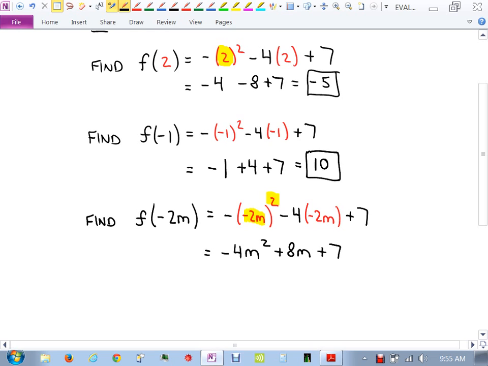Now you can't do anything to this, okay? Like all the other answers, negative 5, 10, you had a number because we plugged in a number, didn't we? Number in, number out. Here we plug in an expression with a variable. It's going to spit out an expression with a variable because it doesn't know what m is, okay? So that's our answer.